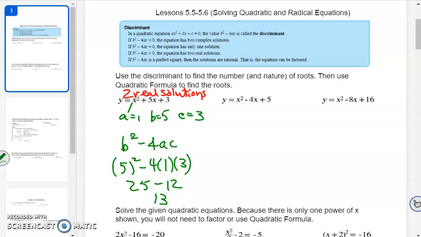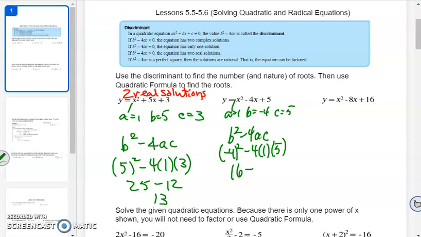In the second problem, A is 1, B is negative 4, C is 5. So again, B squared minus 4AC, negative 4 squared minus 4 times 1 times 5. That's 16 minus 20, which is negative 4. So the second one has no real solutions. It has 2 imaginary solutions.